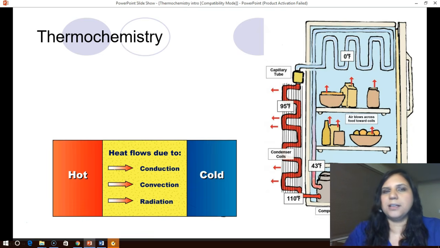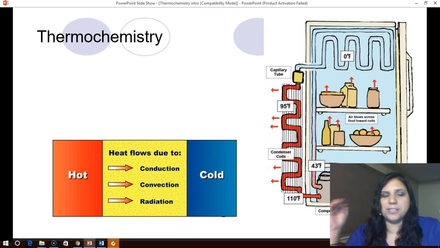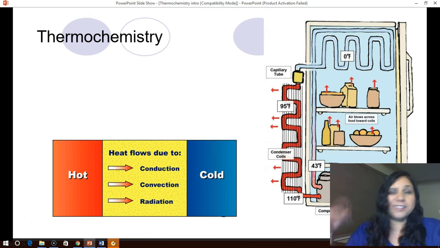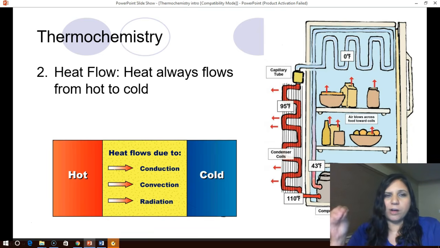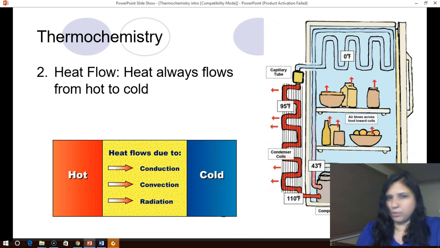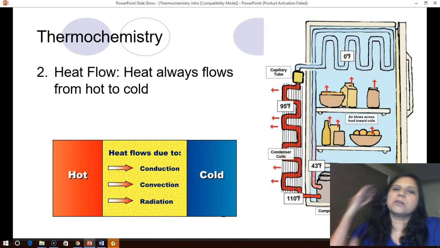next we're going to talk about heat flow. If you've ever had the door open in the summertime and your dad gets mad at you and says, "Hey, shut that door. You're letting all the cold air out." He was saying that incorrectly because heat doesn't flow that way. Heat always flows from hot to cold. And so when you leave the door open in the summertime, you're letting the warm air in, not the cold air out.